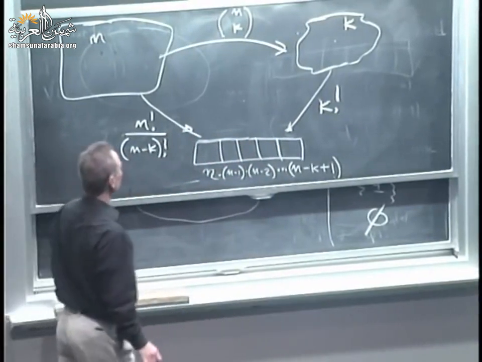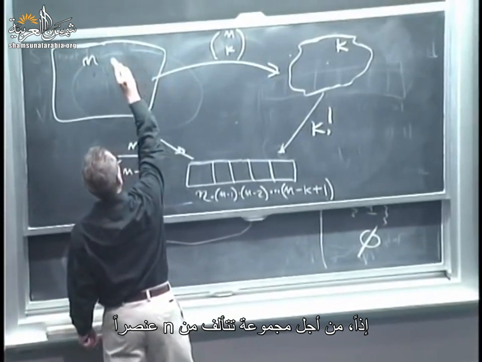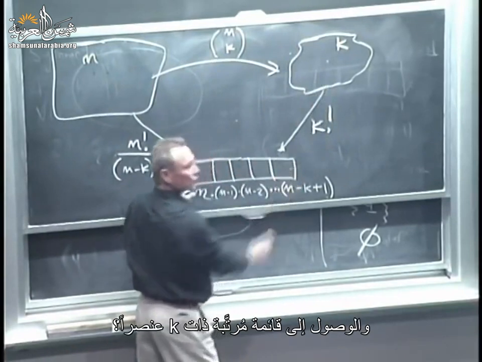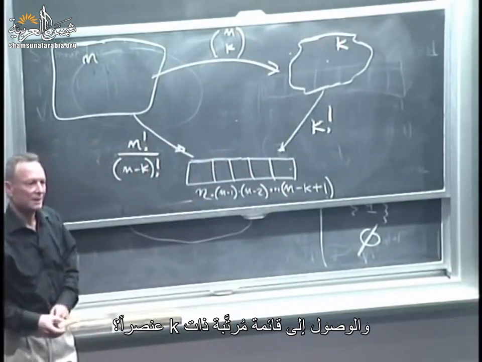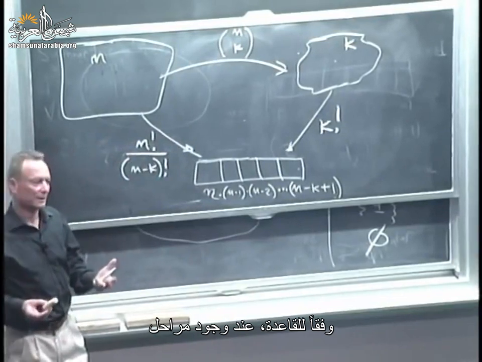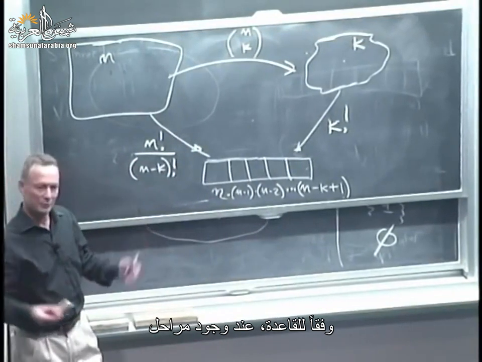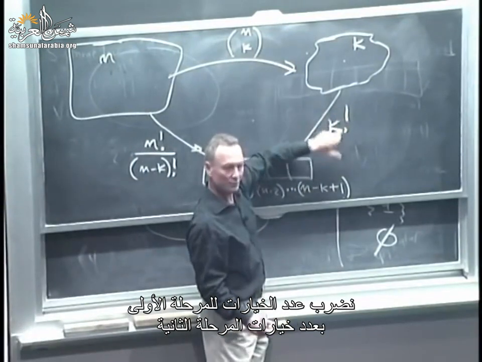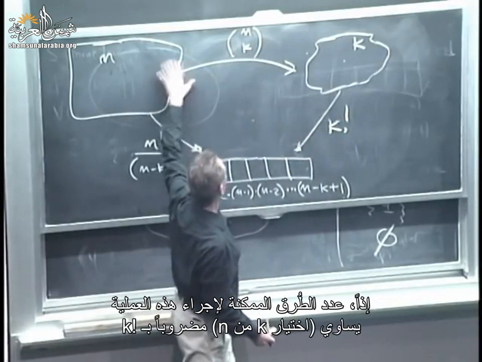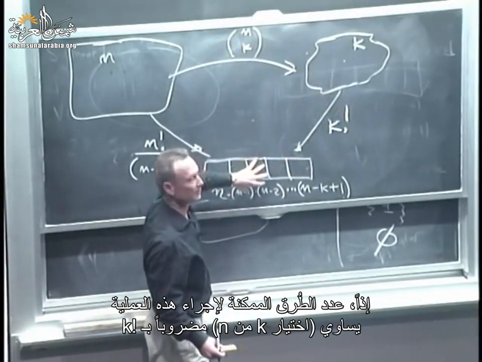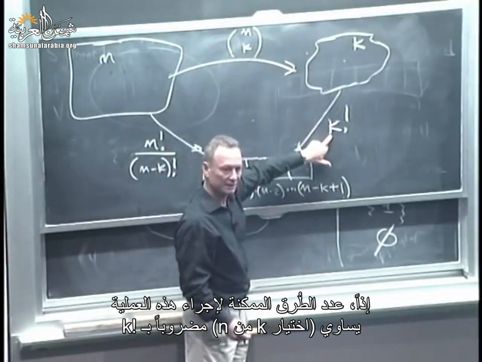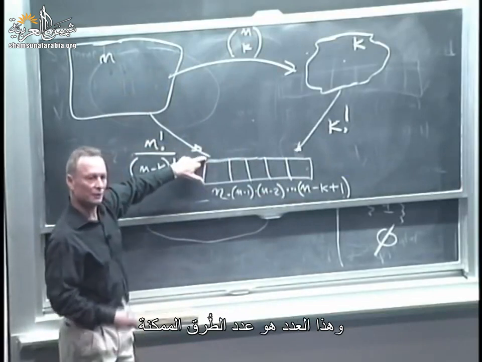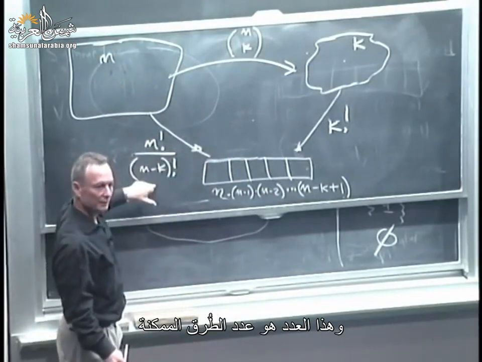So in how many ways can I start with a set with n elements, go through this process, and end up with a sorted list with k elements? By the rule that when we have stages, the total number of ways is how many choices we had in the first stage times how many choices we had in the second stage. The number of ways that this process can happen is this times that. This is a different way that the process could happen, and the number of possible ways is this number.